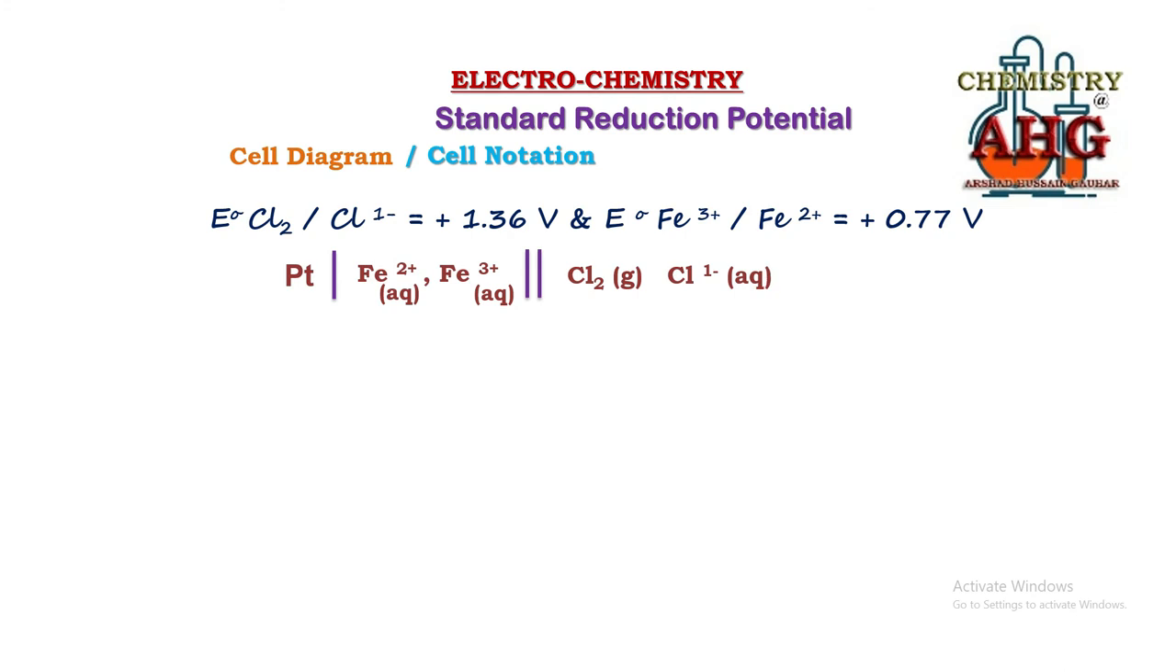Since there is a change in the physical state, it will be denoted by a vertical line. And since chlorine is a non-metal, and non-metals are non-conductors, whenever non-metals are present in an electrode, we take the help of platinum. So you will draw a vertical line and place platinum. This is the complete cell diagram for this cell.